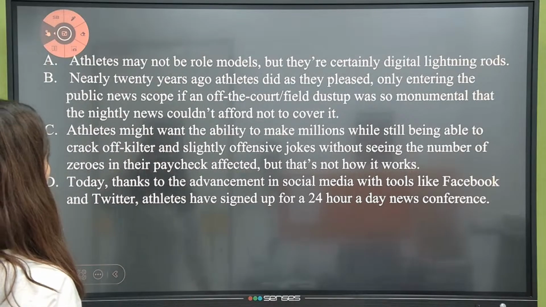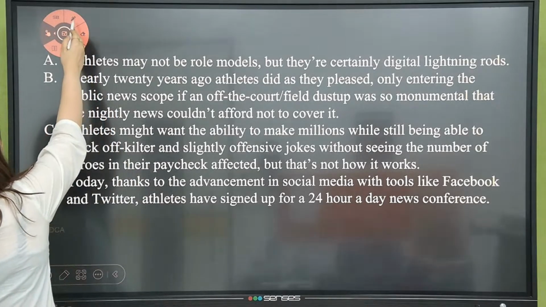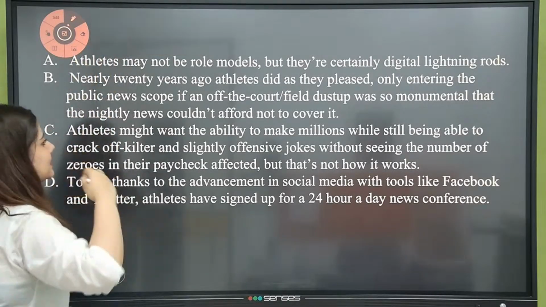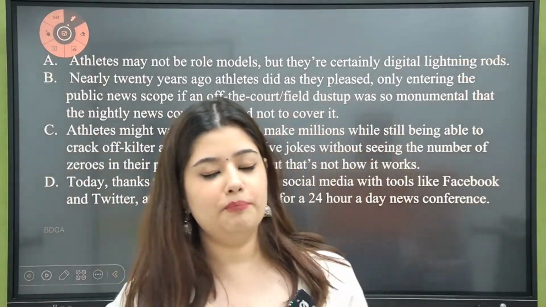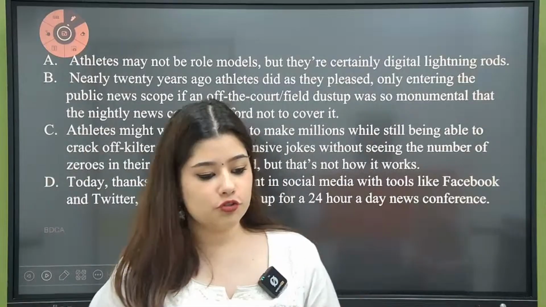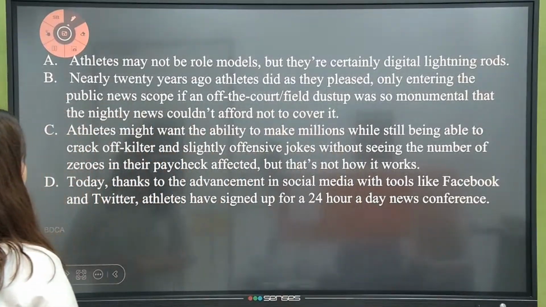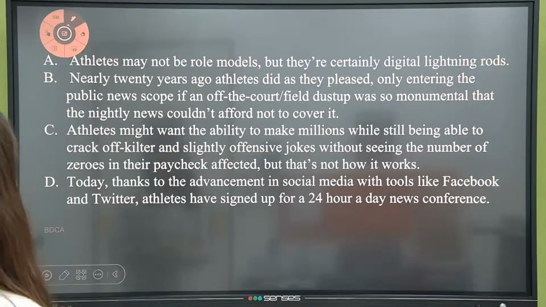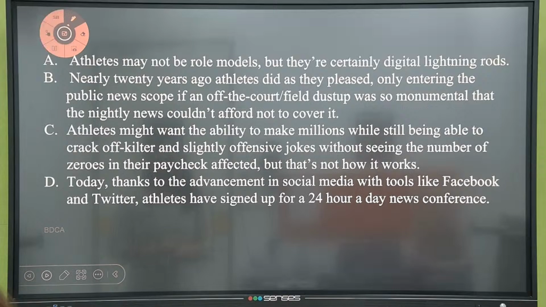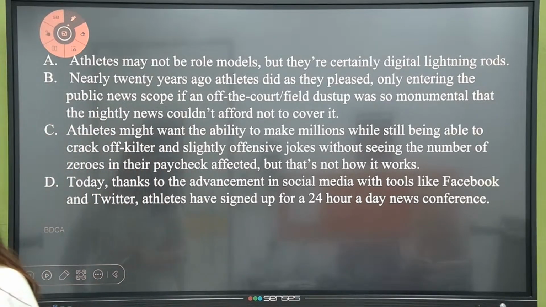Athletes may not be role models, but they are certainly digital lightning rods. Now, why is this statement given here? Is there any prior context setting that needs to be done? Let's have a look at the second statement. Nearly 20 years ago, athletes did as they pleased, only entering the public news scope if an off-the-court field dust-up was so monumental that the nightly news couldn't afford not to cover it.